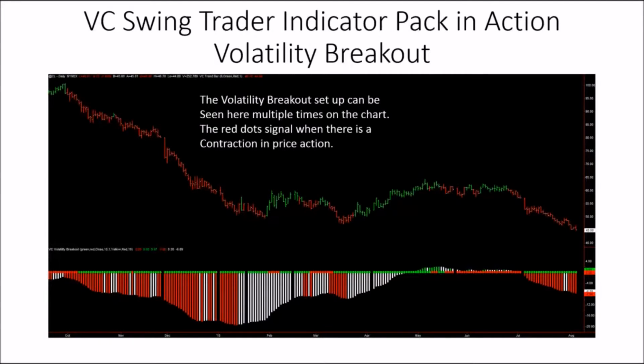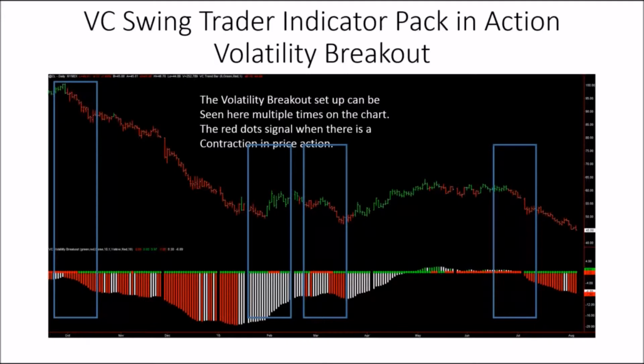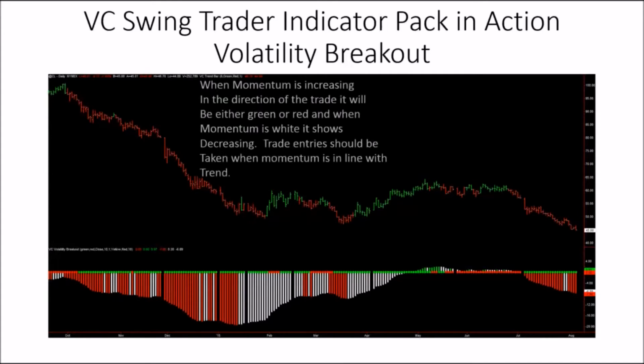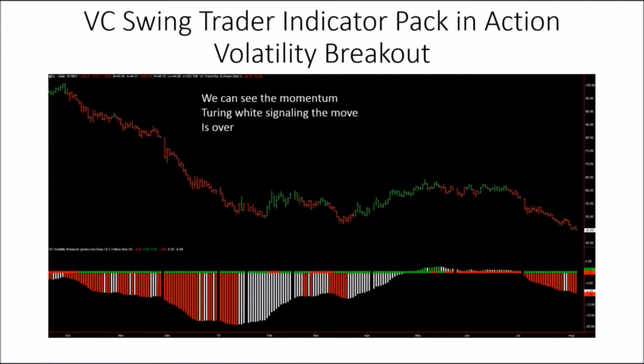The volatility breakout setup can be seen here multiple times on the chart. The red dots signal when there is a contraction phase. So you can see all these different setups. When the dots go from red to green, it signals the trade has broken out. When momentum is increasing in the direction of the trade, it will be either green for an uptrend or red for a downtrend. When the momentum is decreasing, it will turn white. So here you can see the downtrend, momentum is red, and now we can see momentum coming out of the trade and it turns white.